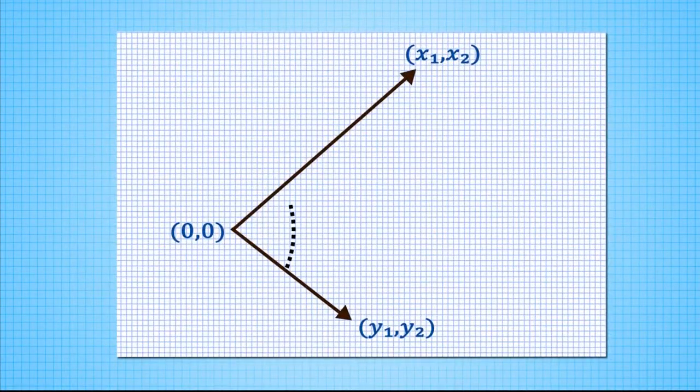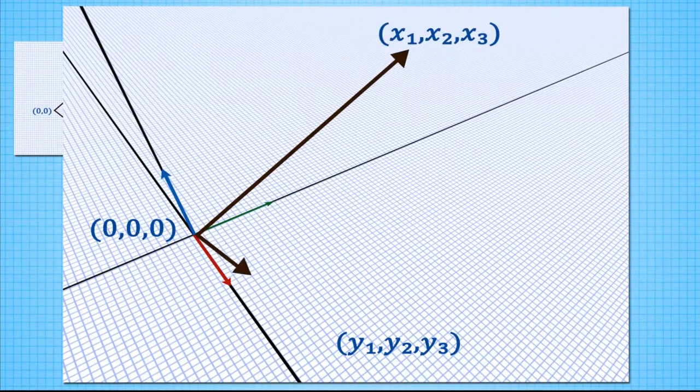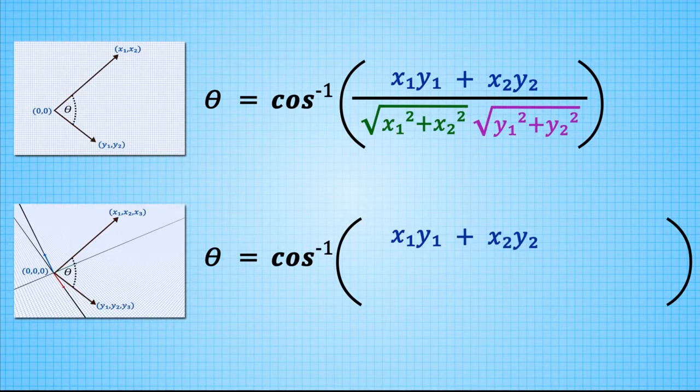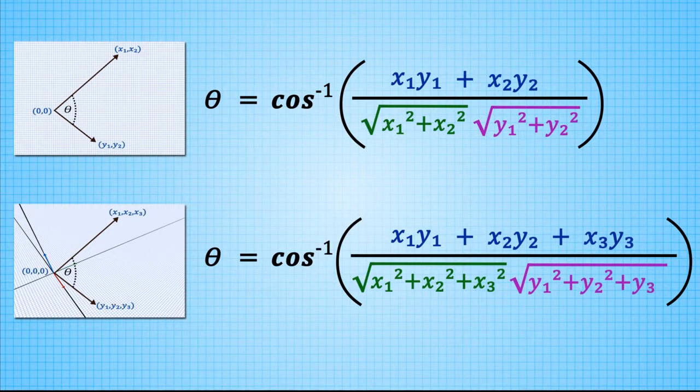Likewise, we can follow a similar derivation to show that the angle between x1, x2, x3 and y1, y2, y3 is the inverse cosine of x1 y1 plus x2 y2 plus x3 y3 divided by the square root of x1 squared plus x2 squared plus x3 squared times the square root of y1 squared plus y2 squared plus y3 squared.